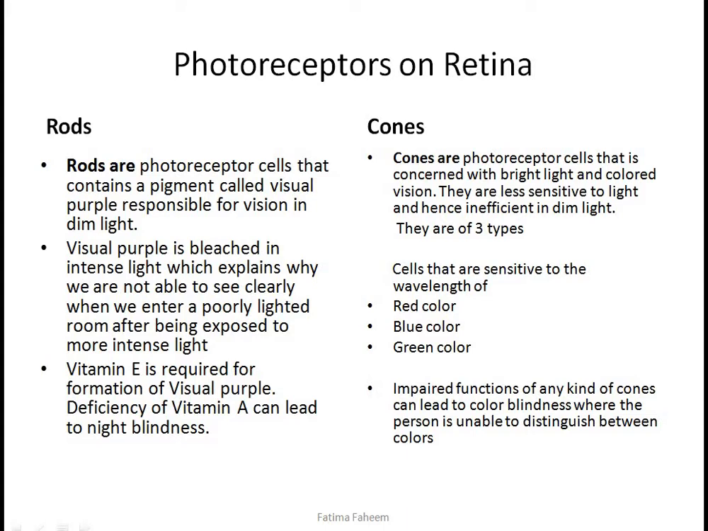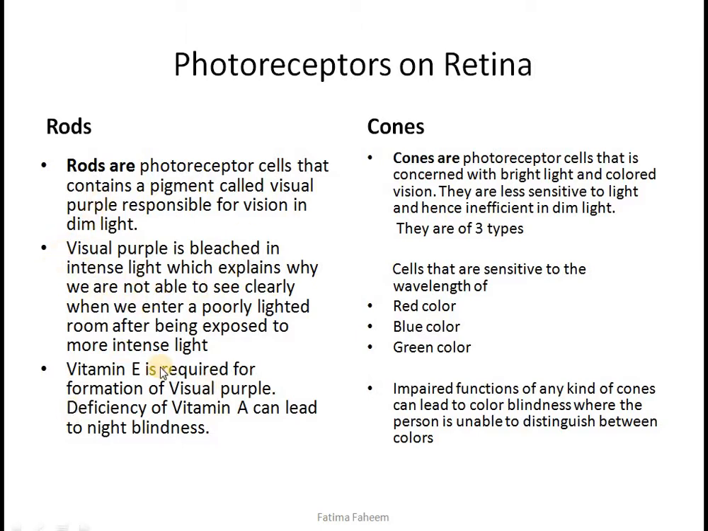It is light sensitive. Whenever you are exposed to intense light, this pigment is bleached, or you can say it is destroyed. For it to be made again, it takes a certain period of time. That's why when you enter a dim light area, you won't be able to see on the spot. In fact, you will take a little more time to see clearly, because this visual purple is formed slowly.